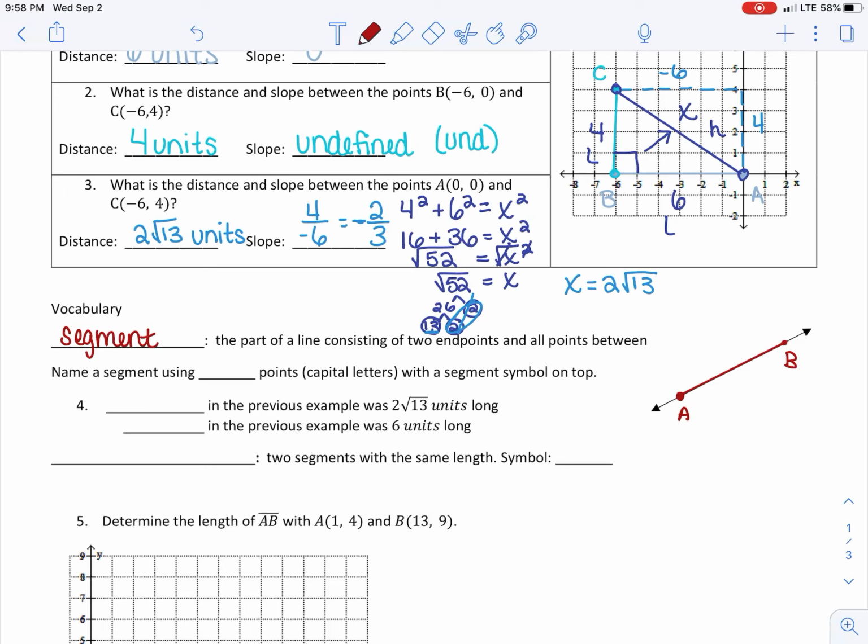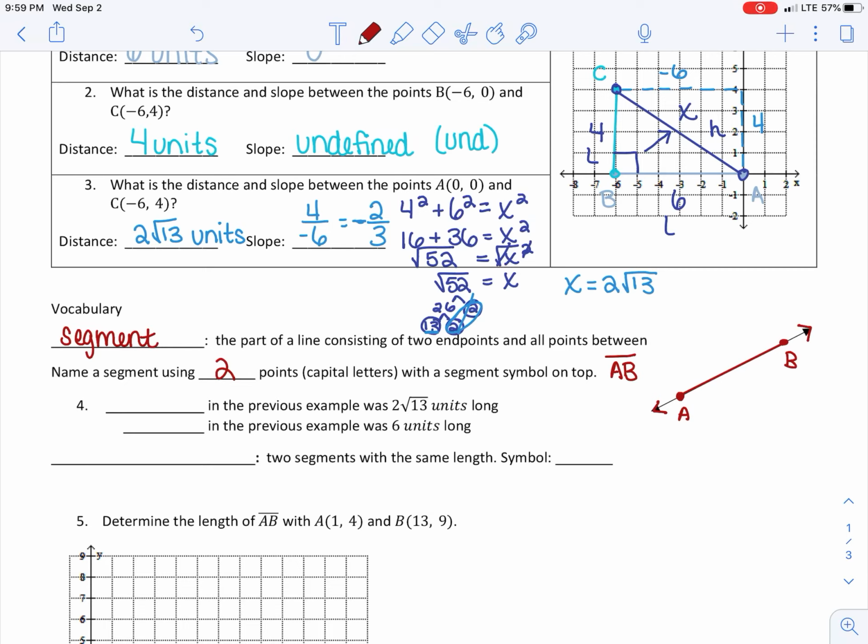So the endpoints are whenever you have points on each end of your line. Now, if you have a line, that's where these arrows come in. Okay, so a line goes on and on forever. A segment stops. So in this case, it would stop at point A and point B. Okay, so it says name a segment using 2 points. Okay, and those would be capital letters with a segment symbol on top. So, like if I wanted to name segment AB, I would say AB. And then the segment symbol they're talking about is just a segment like that on top. Okay. Make sure you don't put the arrows on the ends. Otherwise, that means you would be talking about line AB. And we want to talk about segment AB.